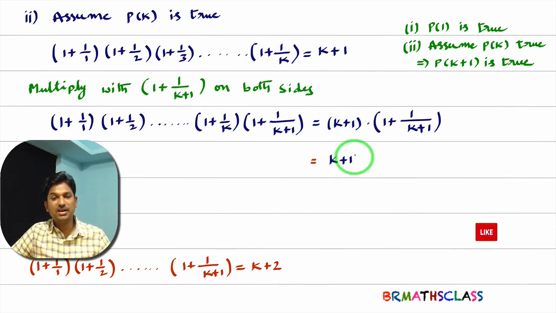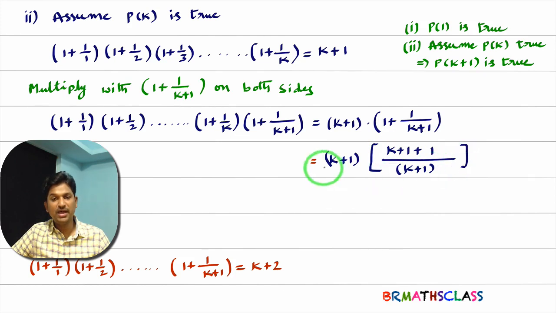K plus 1 into, yes. What is LCM here? LCM is k plus 1. Okay. What you will get in the numerator? 1 into k plus 1 is k plus 1 plus 1. Okay. This k plus 1 will get cancelled. K plus 1 plus 1 is nothing but k plus 2. Correct? Yes. This is k plus 2. You see here, we got RHS of P of k plus 1.